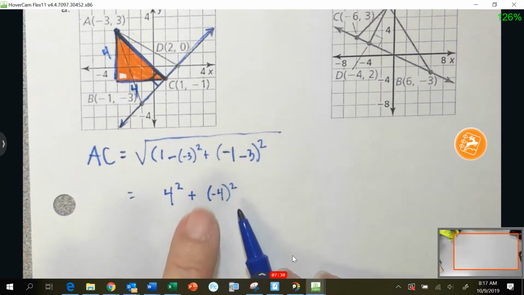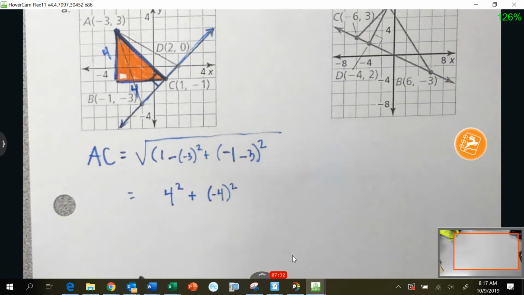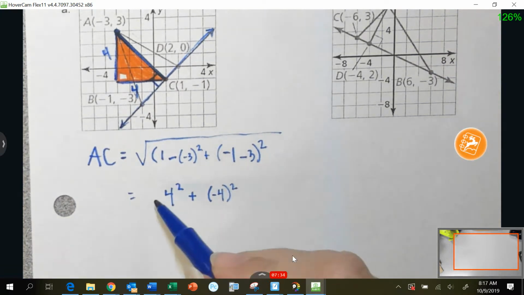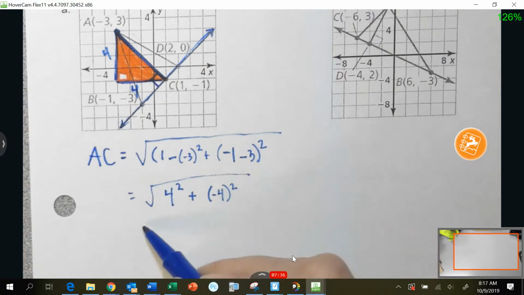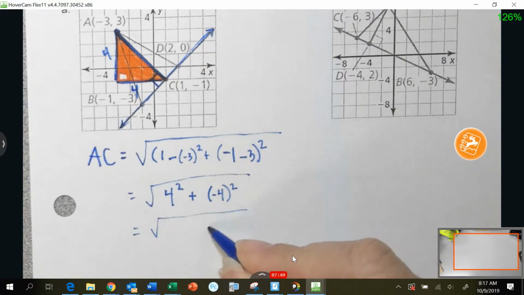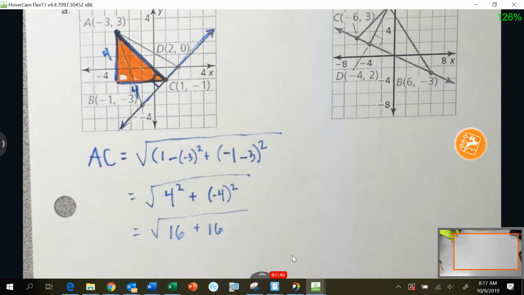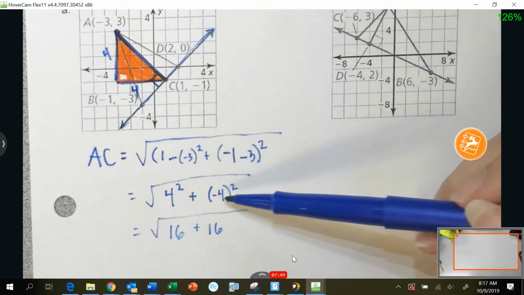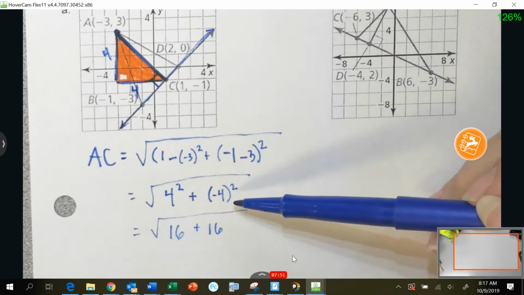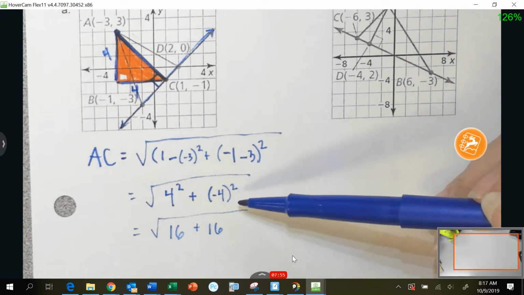What happens, John? If you square it, it's still going to have to do the same thing twice. So negative 4 times negative 4, it becomes a positive. And if I square 4, that's just a positive. So you get 16 plus 16. So this is like the a squared plus b squared when you do Pythagorean theorem. A squared plus b squared equals c squared, and then to get c you have to square root the answer.